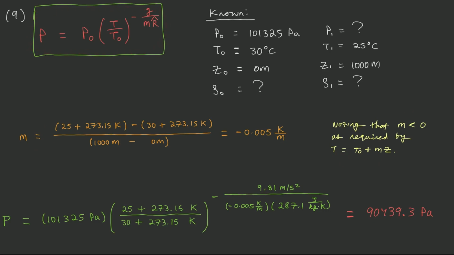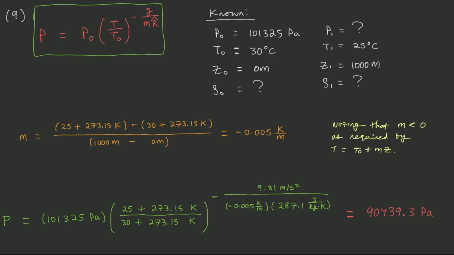So our pressure at our arbitrary level Z, in this case 1,000 meters, is equal to the pressure at the reference level, P naught, which is 101,325 Pascal, times the quantity of T over T naught. Well, the temperature at Z, in this case, is 25 C. So we have 25 plus 273.15 Kelvin, because again, all temperatures, when you use the ideal gas law, have to be expressed as absolute temperatures or temperatures in Kelvin. You cannot use temperatures in Celsius with the ideal gas law.